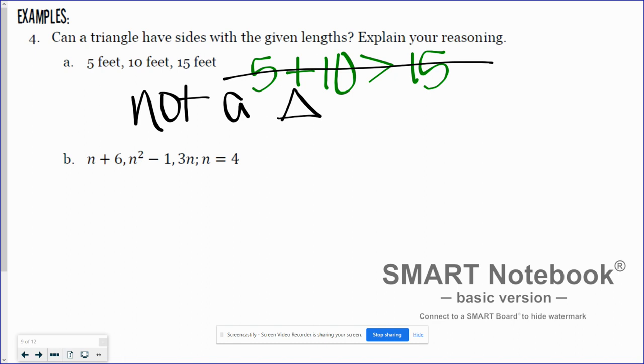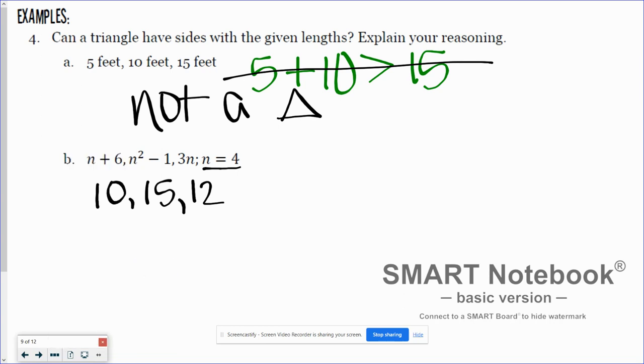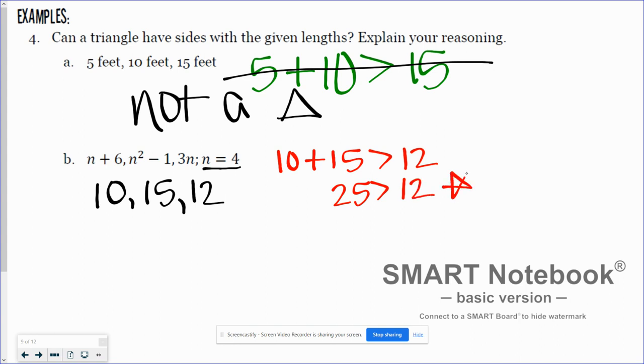Now 4b looks a little intimidating, but it's really not. So you have three sides, n plus 6, n squared minus 1, and 3n. But they also tell us that n is 4. So our three sides are 10 and 15 and 12. So let's do our three tests. Remember, the sum of any two sides must be greater than the third side. So if I add 10 and 15, is this greater than 12? Yeah, 25 is totally greater than 12. So that test has passed.